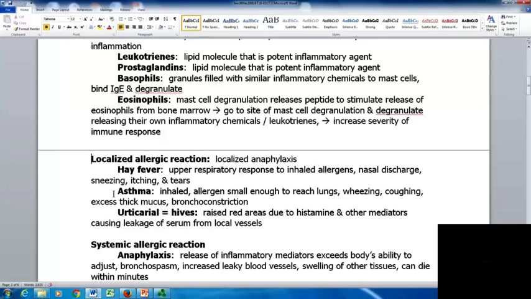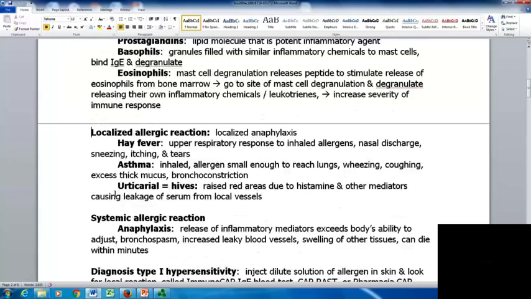Asthma is also due to an inhaled allergen that's small enough to reach the lungs. This will trigger wheezing, coughing, and excess thick mucus, leading to bronchoconstriction. Urticaria or hives are another type. Here you'll have raised red areas due to histamine and other mediators causing leakage of the serum from local vessels.